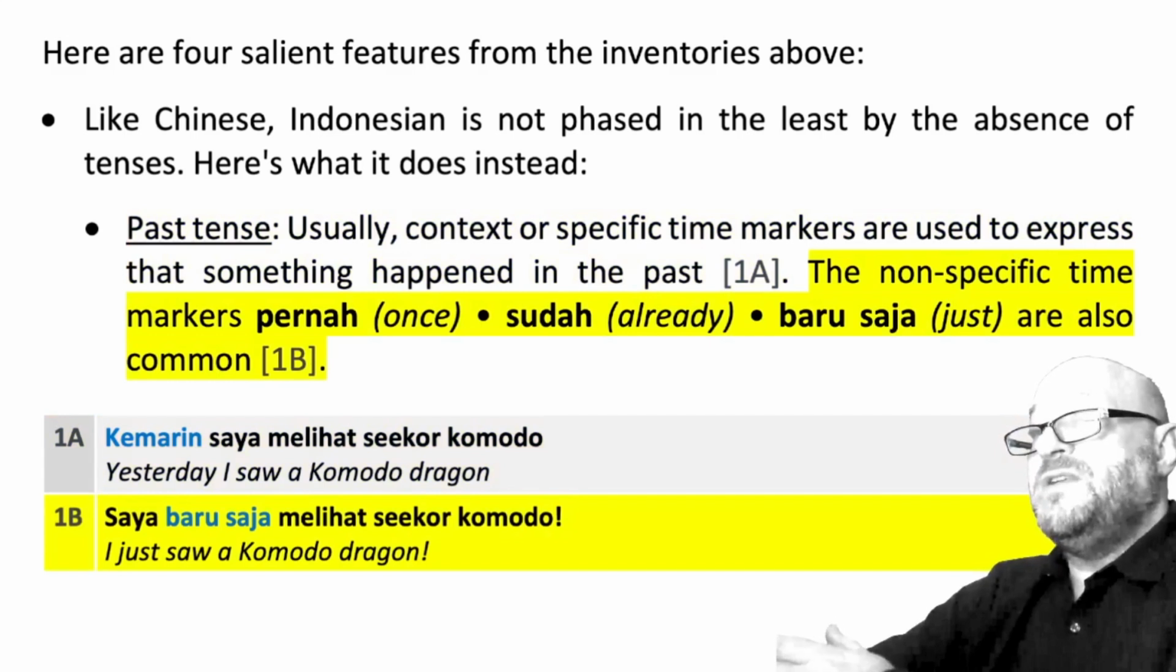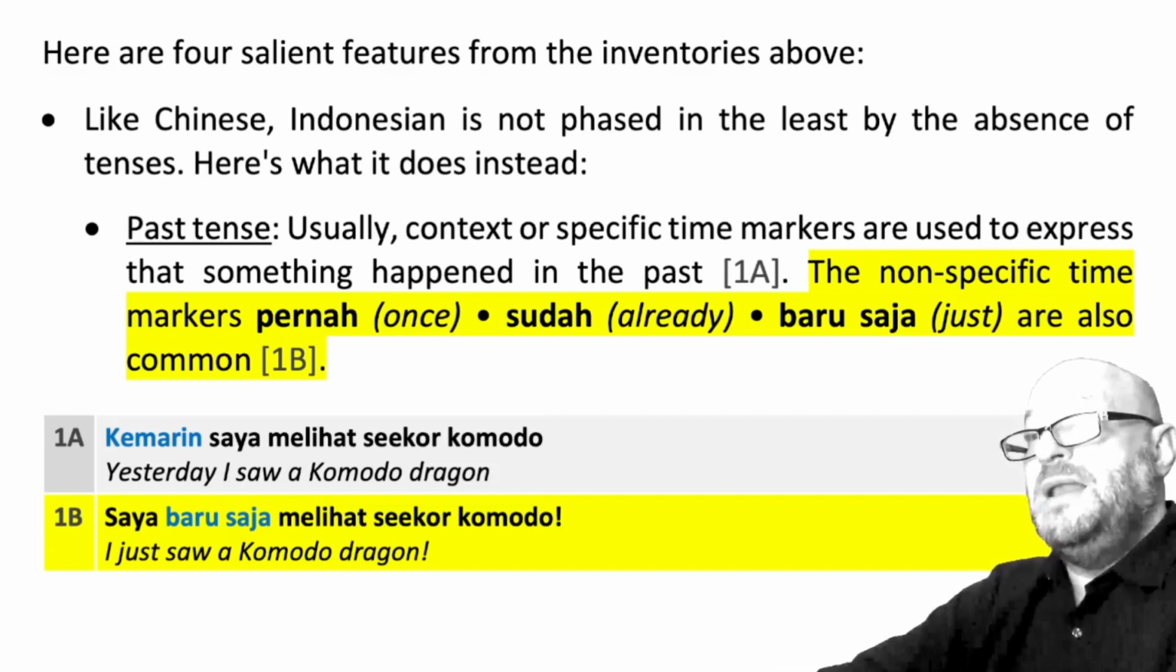The non-specific time markers pernah, once, sudah, already, baru saja, just, are also common. Example 1b, saya baru saja melihat seekor komodo. I just saw a Komodo dragon.